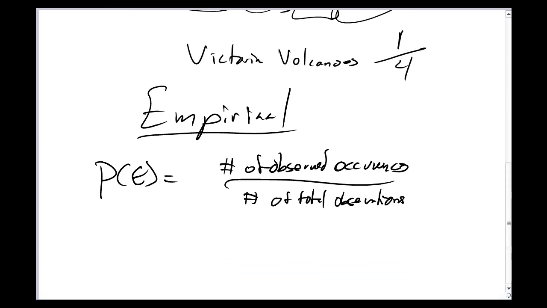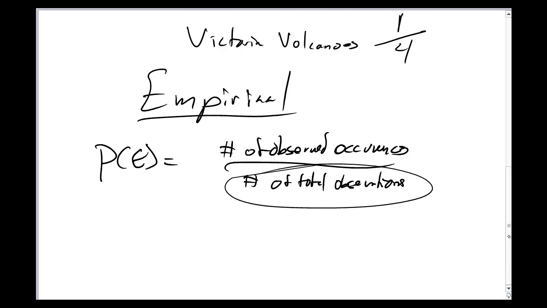You use empirical a lot if you're doing, let's say, a psychology study. I do a survey of 100 people and I say, how many of you like chocolate ice cream? I've observed that 70 people like chocolate ice cream. I did a total of 100 observations, so I say there's a 70% chance of people liking chocolate ice cream.